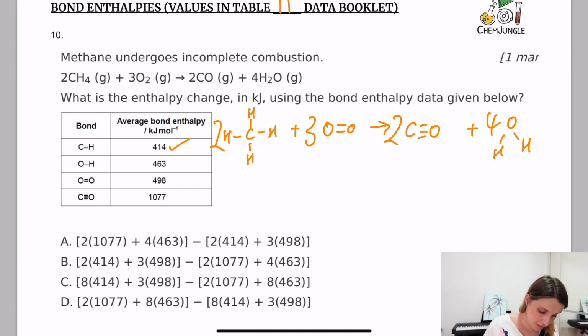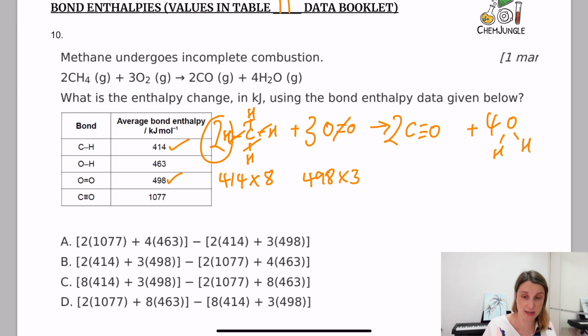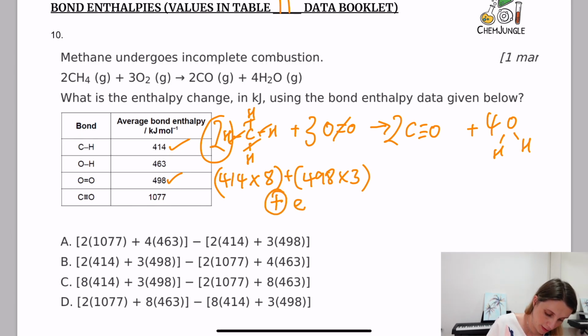So this one, the 414, overall there will be 8 of these bonds because there's 1, 2, 3, 4 here, and then there's 2 of them overall. The same with the oxygen, that's my 498. I've only got 1 here, and then I'm going to times it by 3 because there's 3 of them. So these 2 processes are both endothermic, they're bond breaking. So endothermic, remember, is positive, and you should know that bond breaking is endothermic. That should be a fact.